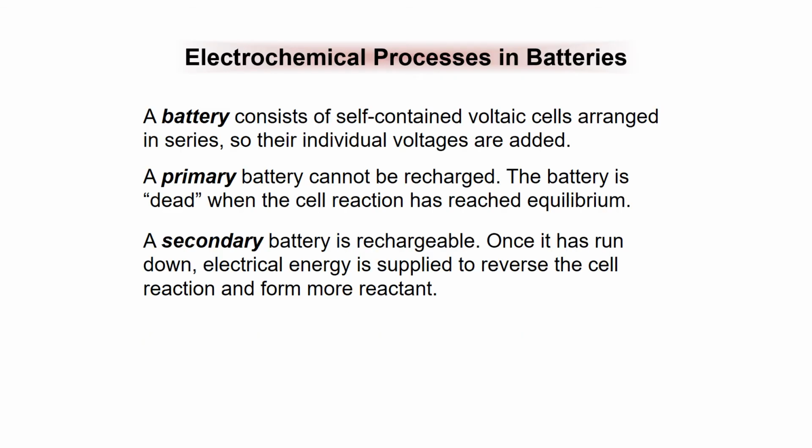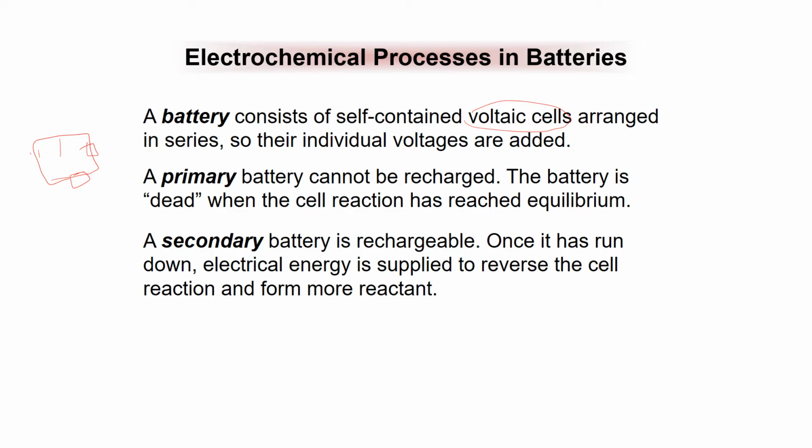Then the other part that we also want to look at today is electrochemical processes in batteries. A battery consists of self-contained voltaic cells arranged in series. So the individual voltages are added. So when we look at a battery, you can always make a reference to that. It is made up of voltaic cells and they're arranged in series. So then you sum up their individual voltages.